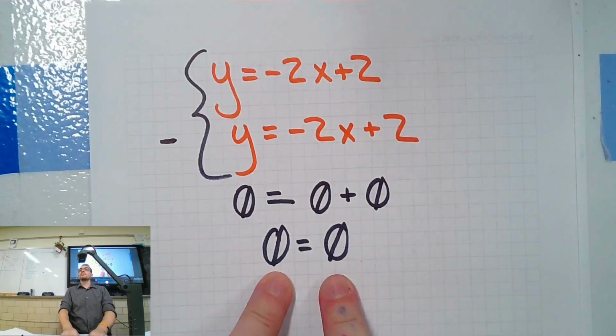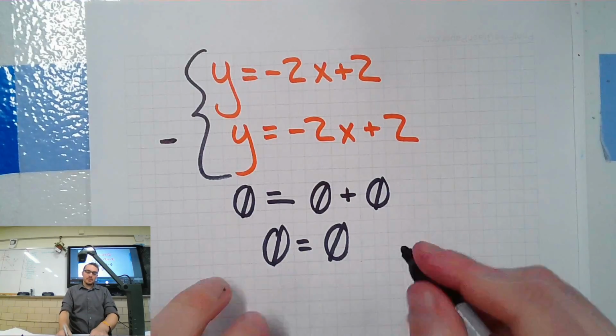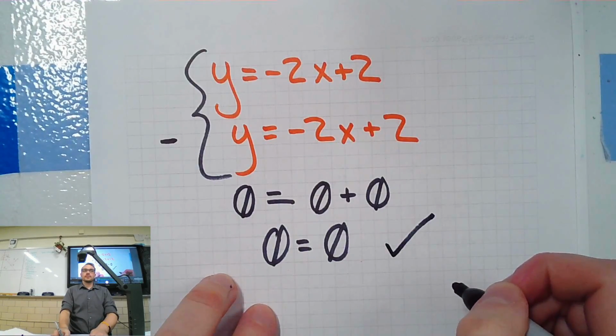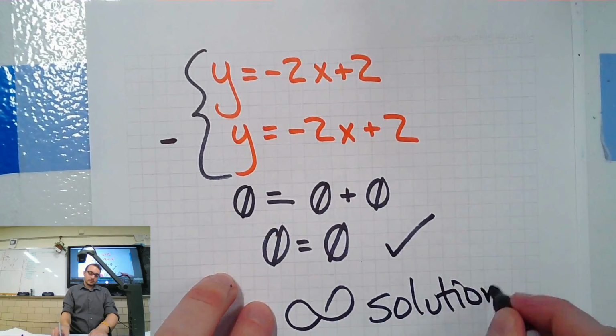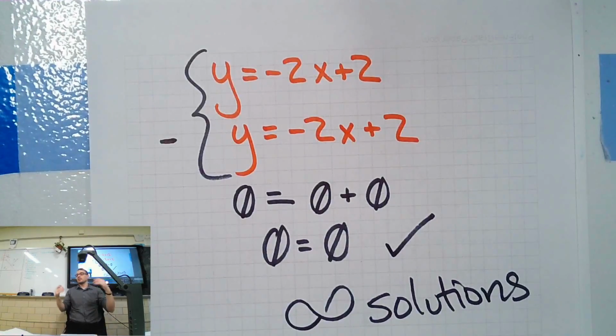So, 0 equals 0. True statement or false statement? True statement. 0 always equals 0. Infinitely many solutions. Why are there infinitely many solutions? Explain that to me. What does that mean? Why?